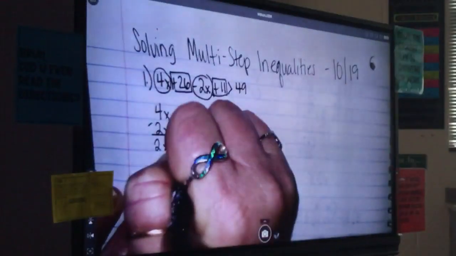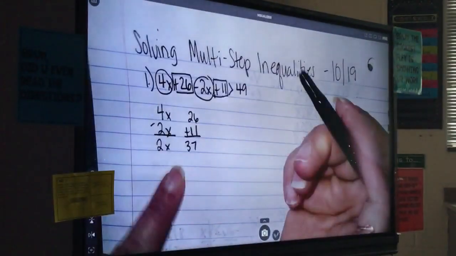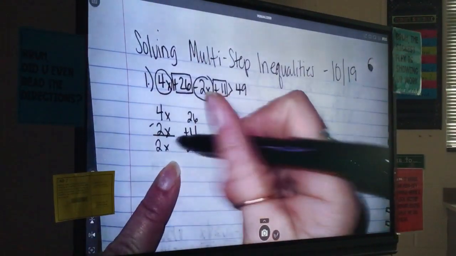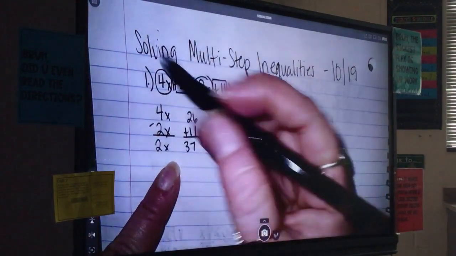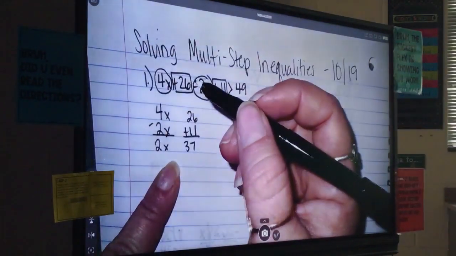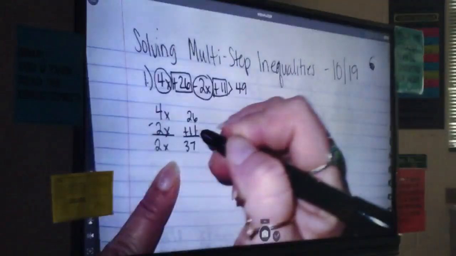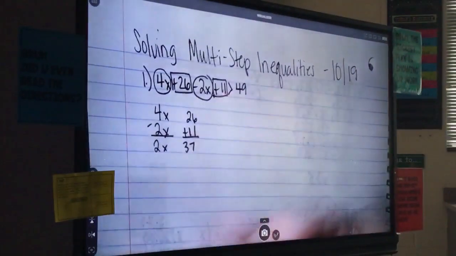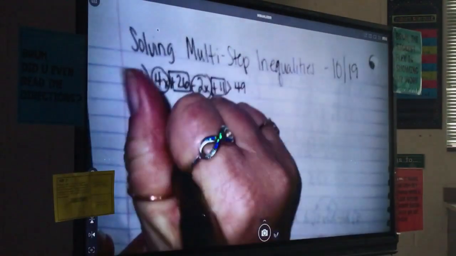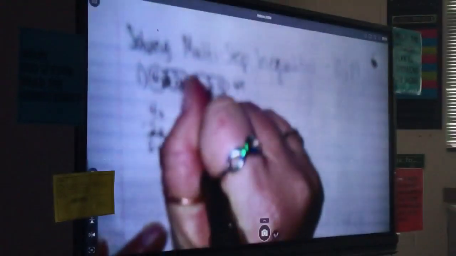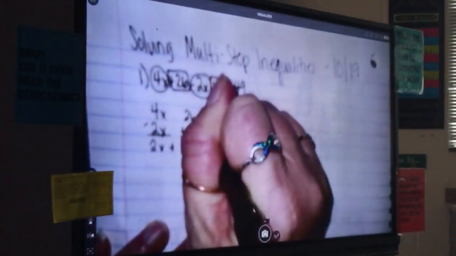37. All right. Now, what operation goes in between my 2x and my 37? Plus. Why? Because it's plus 26 and plus 11. So there's no negatives at all, right? It's a positive number. So we're going to put a plus there, and then we're going to bring down our greater than 49.